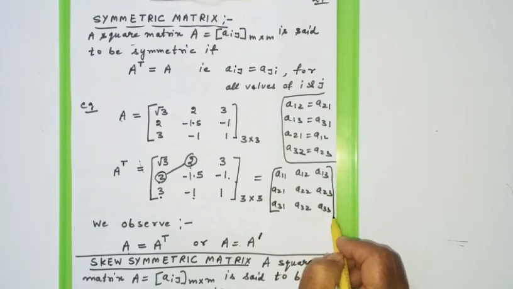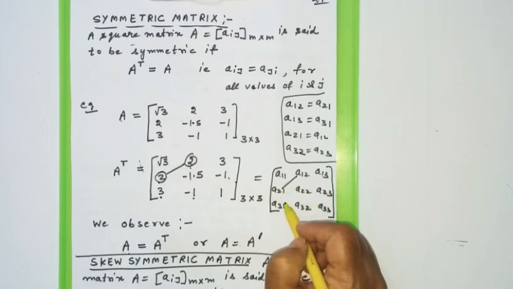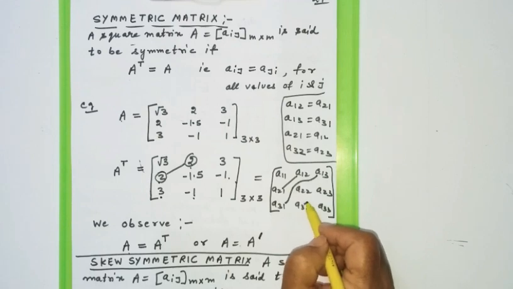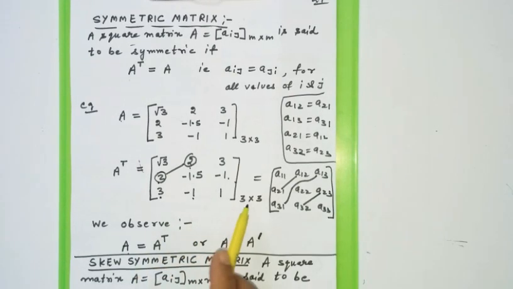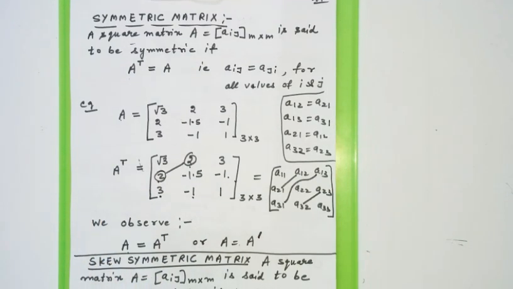So I observe that this element and this element are going to be equal. This element and this element are going to be equal. This element and this element are going to be equal. But diagonal elements may not be equal to each other, may not be equal to any other element, may be equal, may not be equal. There is no restriction on diagonal elements in case of a symmetric matrix.